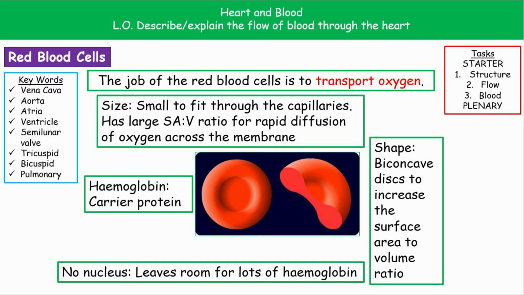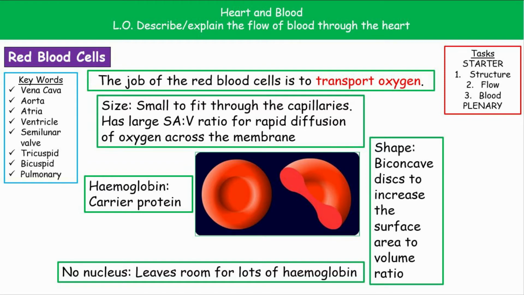So the job of the red blood cells is to transport oxygen. Now what we've got here are 4 key specializations that they've got in order to make them good at transporting oxygen. So the first one is about their size. So they're small, which allows them to fit through the capillaries, and they've got a large surface area to volume ratio.